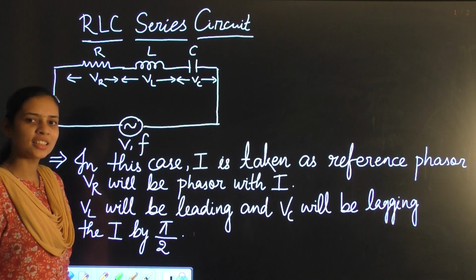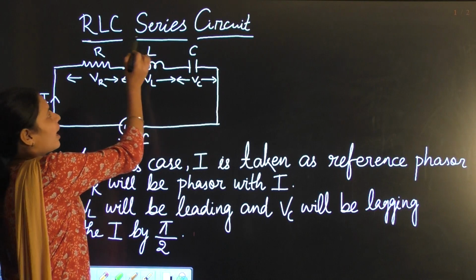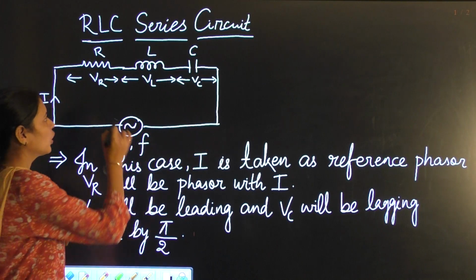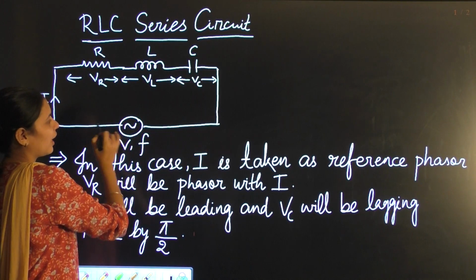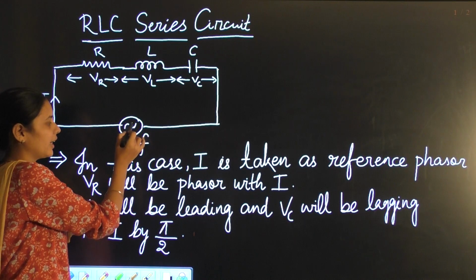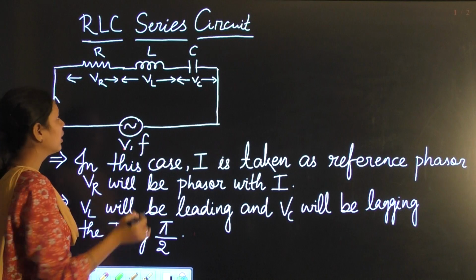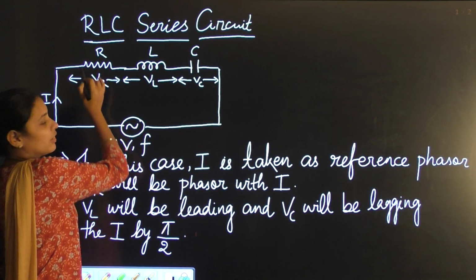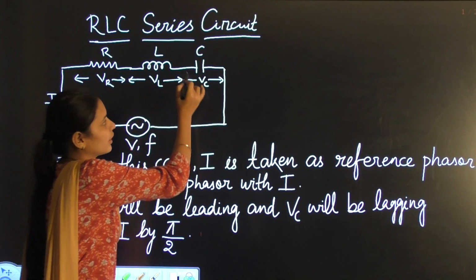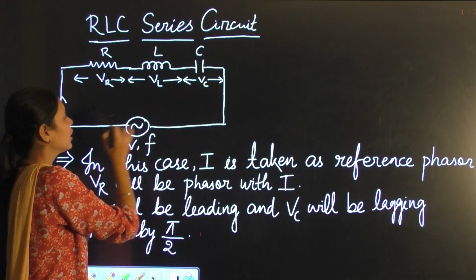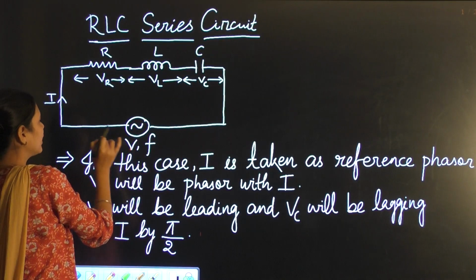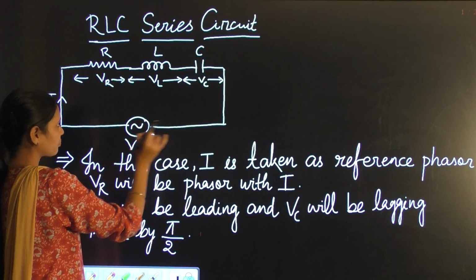Good morning students. Today we will be discussing the RLC series circuit. So see this figure: I have considered an AC voltage source having a voltage V and a frequency of F. Here I have connected the resistance, inductance and capacitance in series. So a current starts flowing in the circuit in this path.